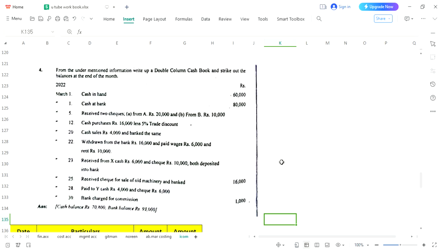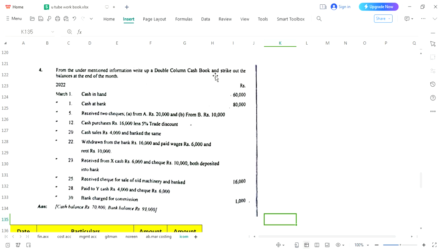Today's target is to solve question number 4. The chapter which we are related with is cash book, which is chapter number 8. This is question number 4, and as you can see, several transactions are given in the question, and we are required to make double column cash book.